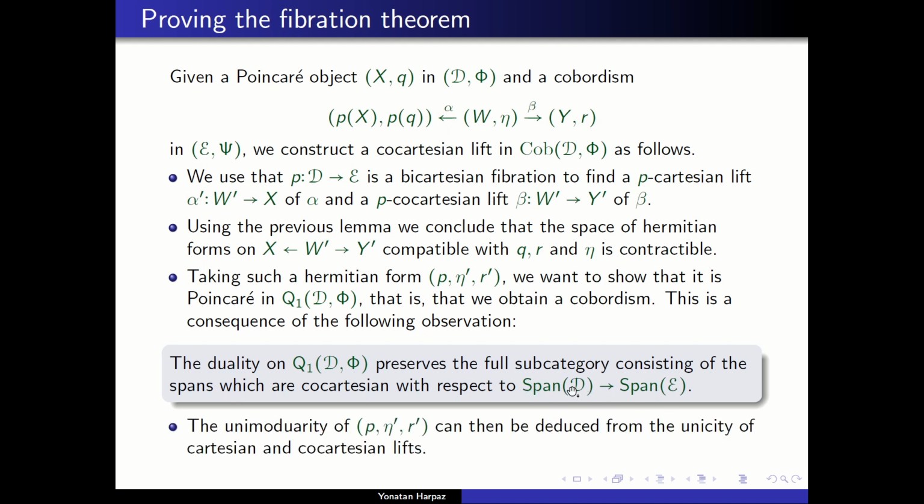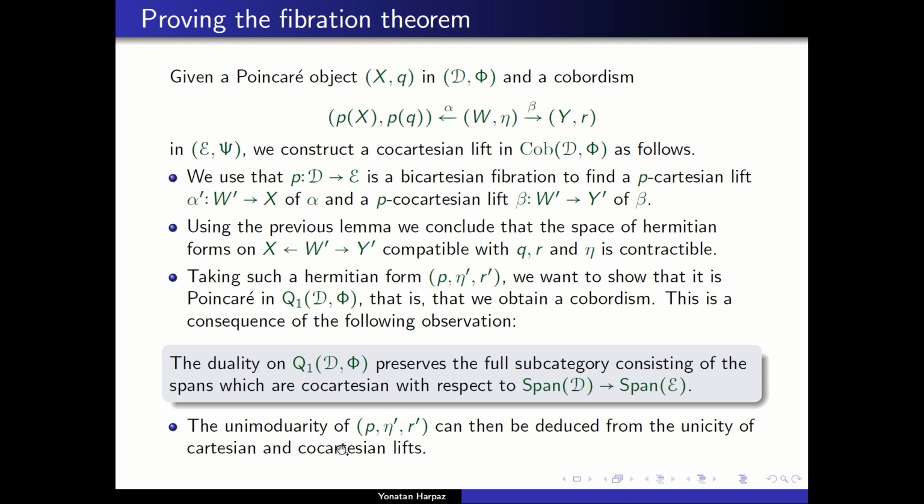And the unimodularity, or the Poincaréness, of this Hermitian form can then be deduced by the unicity of Cartesian and co-Cartesian lifts. So what will end up happening here is that this Hermitian form determines some map from this lift that we constructed to its dual. But from this observation, this span and its dual are both co-Cartesian lifts of the span that we had downstairs. And the map that we constructed will be an equivalence, or the identity, downstairs.